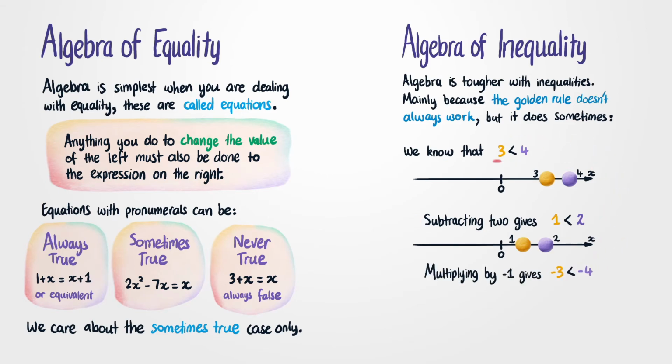So when we multiplied 3 by -1, we get -3. And when we multiplied 4 by -1, we get -4. And this expression now is actually completely false. In this case, you actually have to flip this sign to make it true, because -3 is actually bigger than -4.